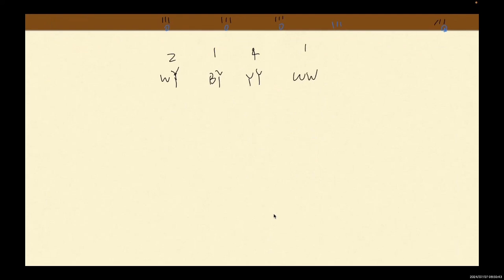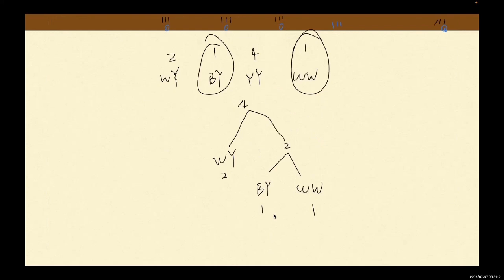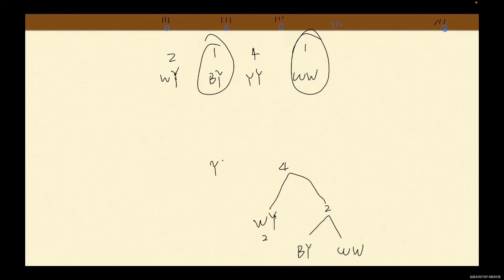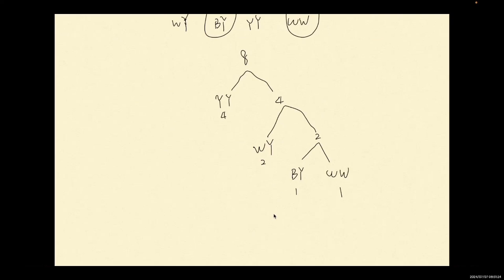I got the last one. So we first use the least frequent ones, like B Y W W. We make it into a tree, okay. This appears 1 time, this appears 1 time, so they total 2 times. And then we have WY here, which appears 2 times. We put them together, they appear 4 times, right? And the YY appears 4 times. We put them together, so in total they appear 8 times. And we got a tree here. Okay, this is called a tree.